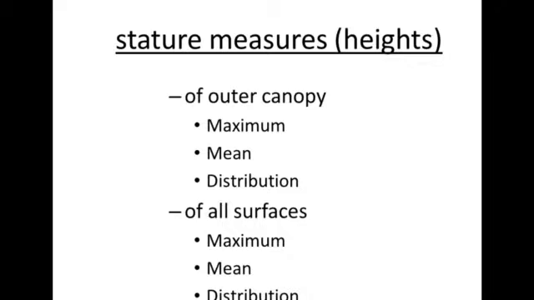Or you can look at the stature of all the surfaces. Again, the mean and the maximum and the distribution. And I think I've just showed you that at least the distributions can be quite different between those two views.